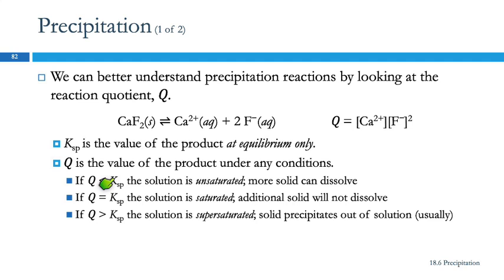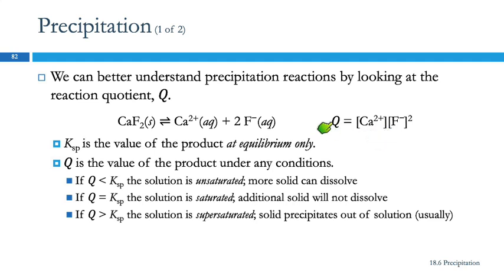If Q is less than K, that means the solution is unsaturated and more can dissolve. So if Q is smaller and needs to get bigger, how do we make it bigger? We increase these concentrations. Those are the product concentrations. So Q is going to move in the direction it's going to go towards K, because K is equilibrium. That's the final destination. If Q is smaller, it needs to go up to match K. These guys need to increase and more will dissolve.